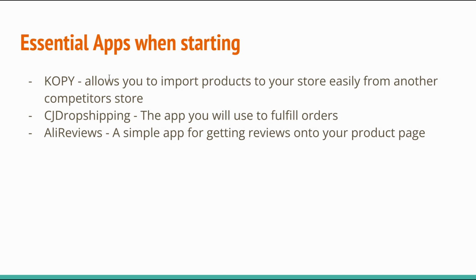I recommend Kopy, K-O-P-Y, and I'll have a link below for every single app I mentioned in this list. Kopy, I've been using it for a little bit. Essentially, if you find a competitor, you can copy their product page link or URL, and then plug it into the Kopy app, and it'll automatically sync up their whole product page, excluding the reviews because that's with a different app. But it just makes things very easy to actually import a product onto your site.